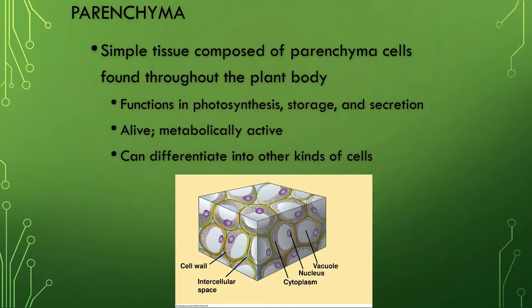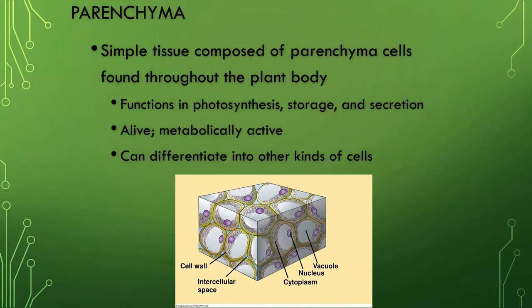So the first type of cell to talk about is parenchyma, but we're going to also look at how those parenchyma cells group together to form a tissue. Okay, parenchyma tissue is a very simple tissue composed of those parenchyma cells, and it's actually a tissue found all throughout the plant body. Okay, and what we'll see is that it's got several functions.